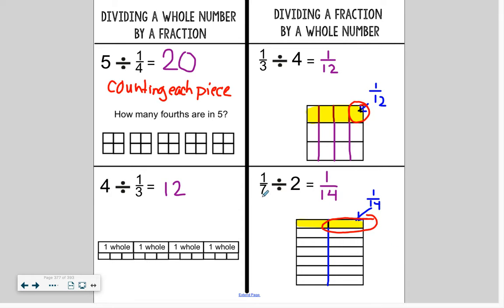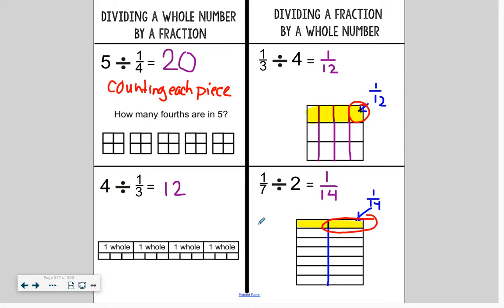So when you start with a fraction and you divide it by a whole number, you end up with an even smaller fraction. The reason being is you're starting with a small amount and you're splitting it up into even smaller pieces in order to divide it out. So you end up with an answer that's smaller than what you began with. So when you divide a whole number by a fraction, which is what's on the left side, your answer is larger than what you began with. If you start with a fraction and you divide it by a whole number, your answer is an even smaller fraction.